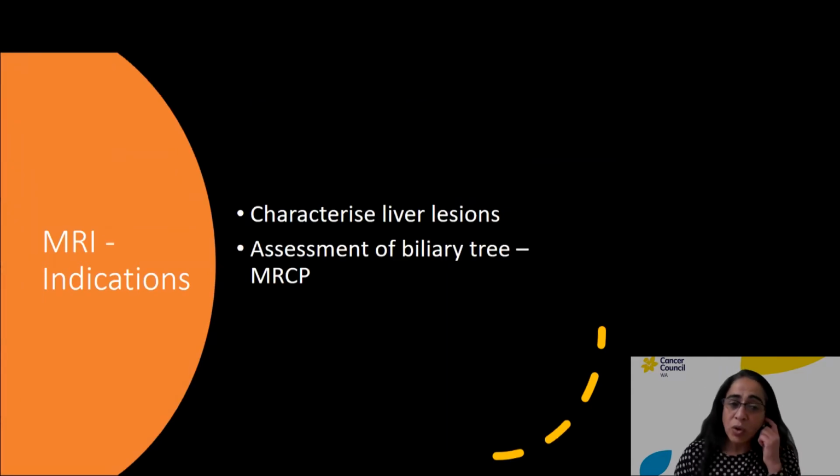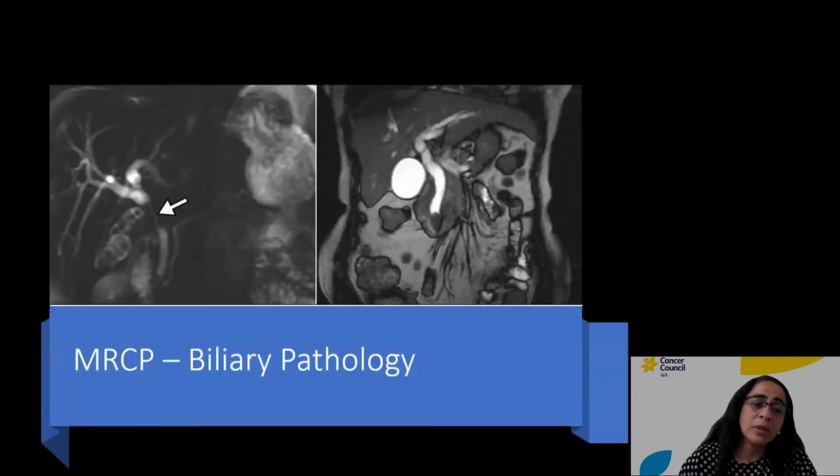MRI can be used to characterize lesions in various organs, such as liver, kidneys, pancreas. It can also be used to assess the biliary tree. In this example, on an MRCP study, you can see a dilated biliary tree. However, there is a stricture in the common bile duct. On the image on the right, the biliary tree is dilated, and in this case, the cause is an obstructive calculus in the distal common bile duct.